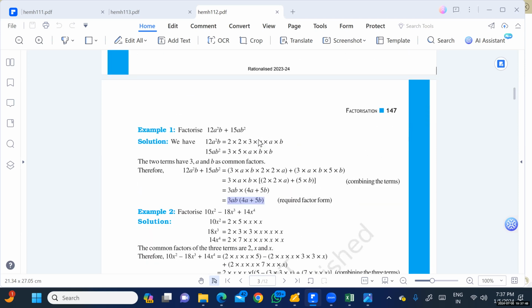Sir, I have one doubt though. Yeah. Sir, in the answer we got 3AB in bracket 4A plus 5B. But sir, in the factorization, wouldn't the 4 become 2 multiplied by 2? No. See, which one, 2 multiplied by 2? This is where we are just breaking. We are further breaking into prime factors, okay? Yes, sir. Because the number. But here, we are trying to bring an expression.